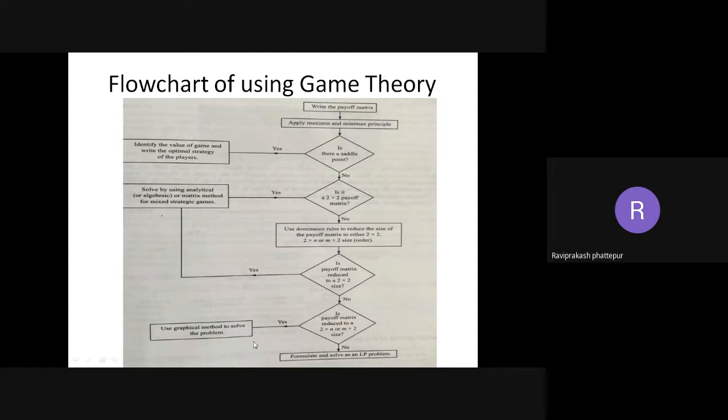So this is the flowchart. First check whether a saddle point is there. Before that, we need to use maximin and minimax. If we get the saddle point, then it ends right there.